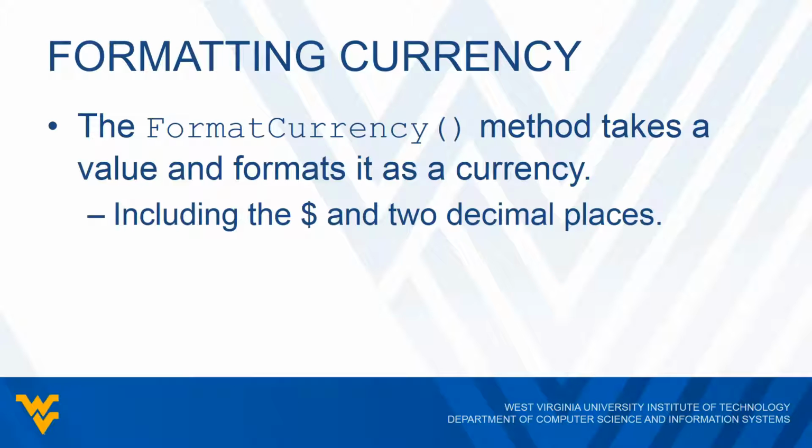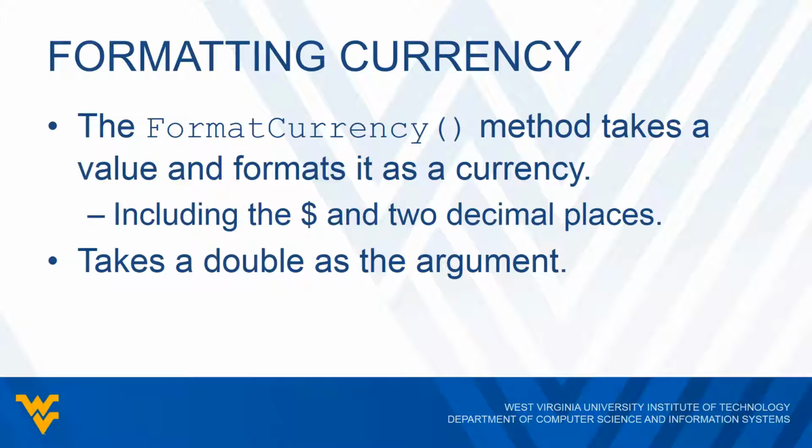Now the way this method works is it takes a double as an argument. So we can't really do integers and strings and other stuff, but we do need to bring in a number, a double, and this will return a string. So this will not give us a number. I mean, technically it does give a number, but it's a formatted string that includes the dollar sign.